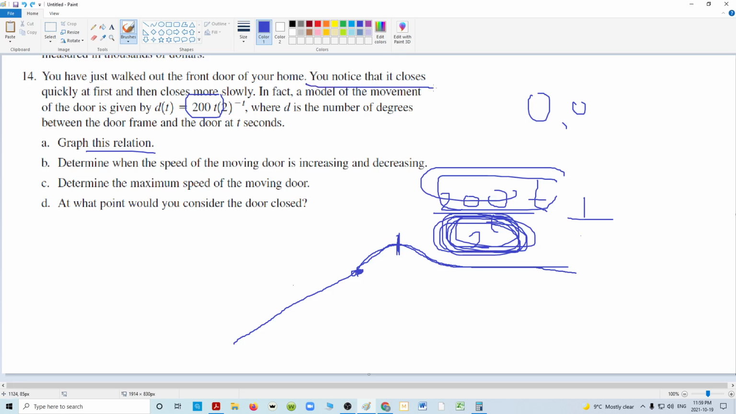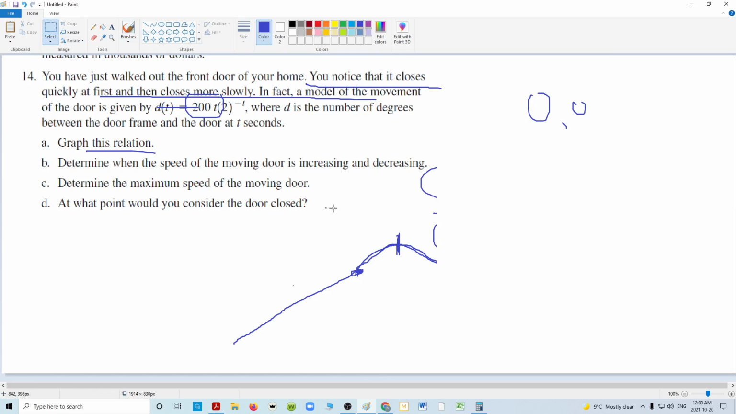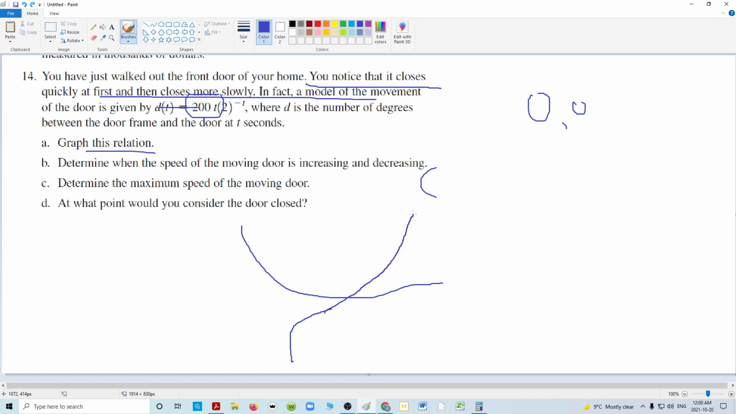Oh, it's the door closing. It closes quickly at first, then closes more slowly. In fact, that's the model of the movement. So, graph the relationship. You can take a couple of points, but I can tell you on the left side, the line will be more powerful and negative, and this is essentially a decay curve. Actually, yeah, the decay curve on the left will be more powerful, so the line's going to go way down. And then as the decay curve becomes smaller numbers, I believe it's going to go huge.